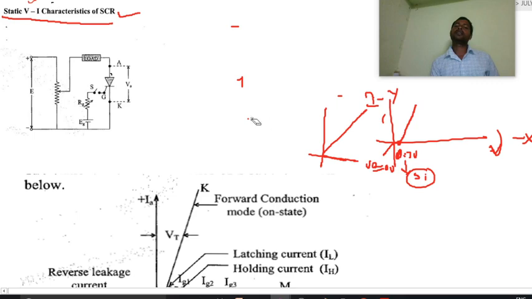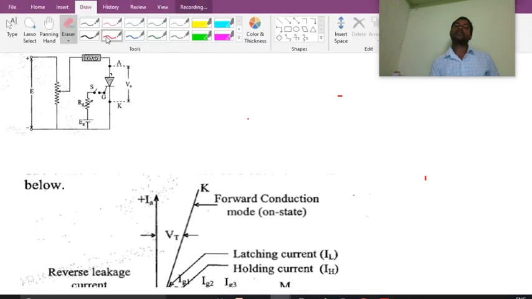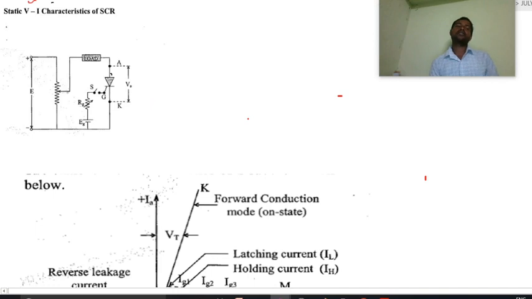Similar to the diode, if we connect a battery or an external source, varying the voltage applied to the SCR, we can draw the characteristics of the SCR in a similar way. But the SCR characteristics differ from the diode characteristics, and I will explain how. This is the supply DC voltage, connected through the variac. By varying the voltage, we can get different voltages.